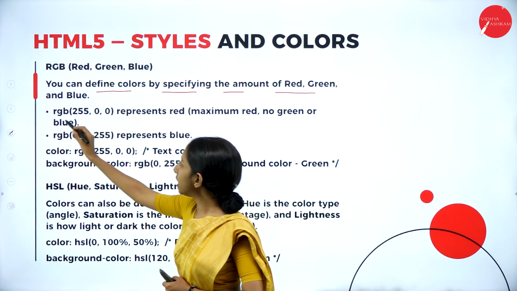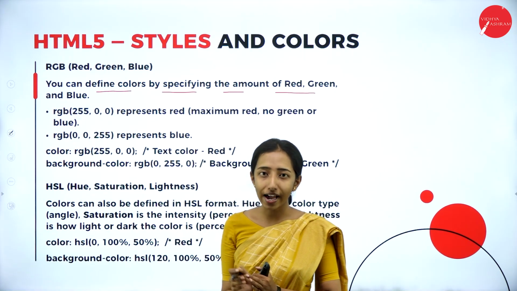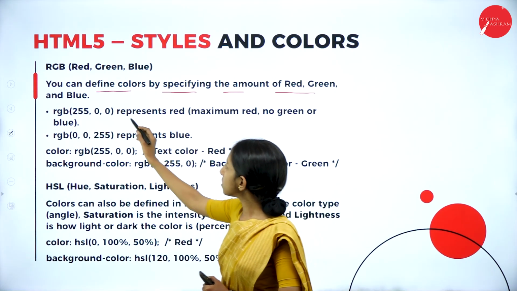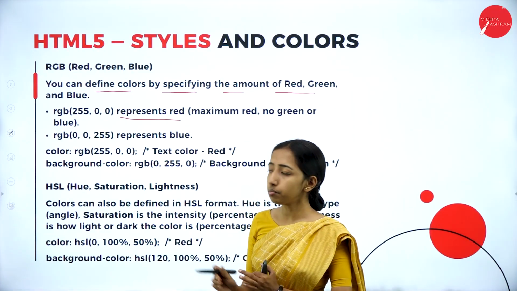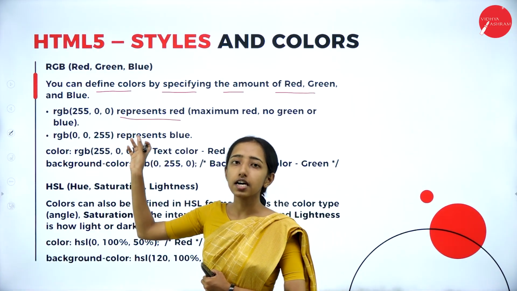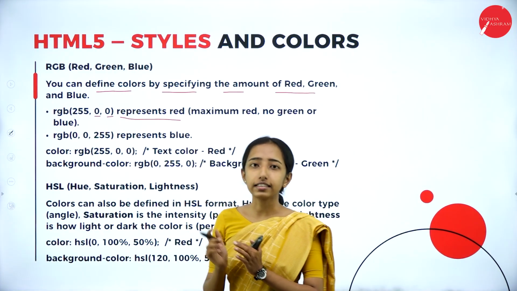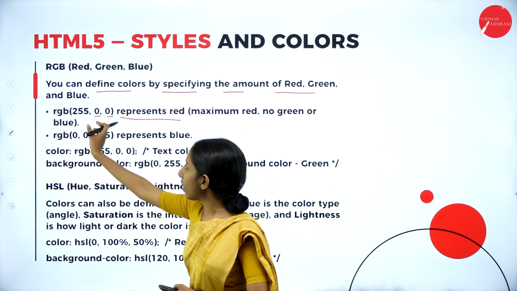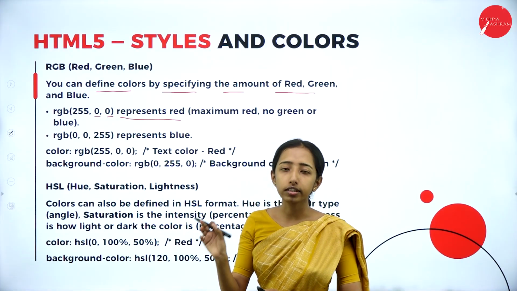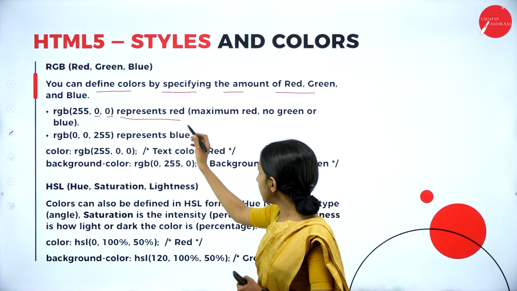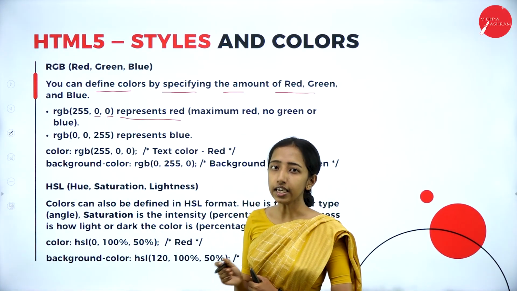So here I have given RGB 255, 0, 0. This represents the maximum color I have given, which is red. Why? Because the green and the blue are at 0, whereas the red is at the maximum point, that is 255. So this one gives you the color red.